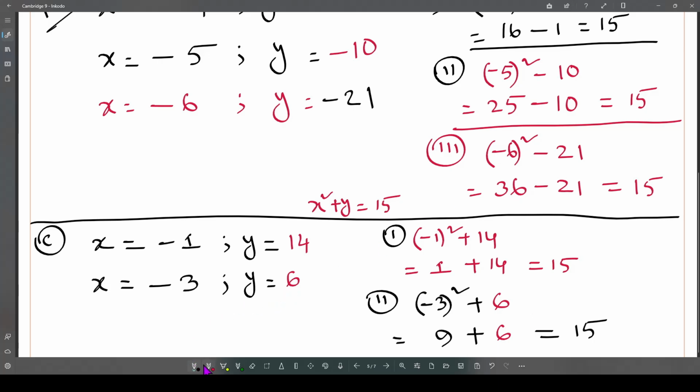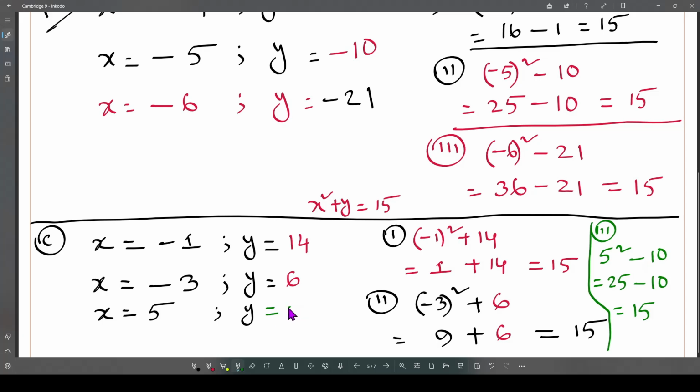Now final one. x equals, suppose, plus 5. So y equals what? We can work it out in here. x equals plus 5. So 5 square, it should be 25. So 25, we have to deduct something. Suppose we need 15, but we already have 25. So we have to deduct 10. So it will become 15. So y should be minus 10. So y equals minus 10.